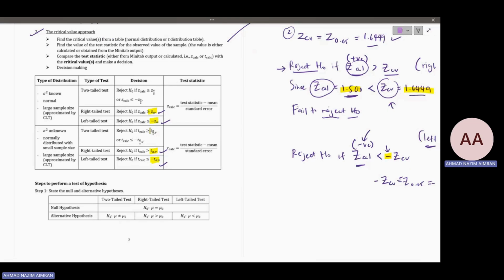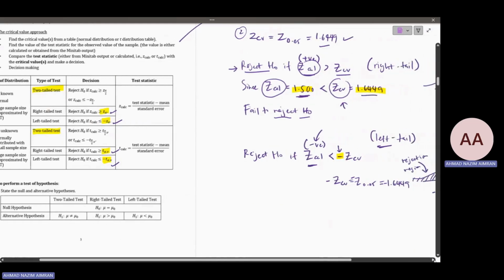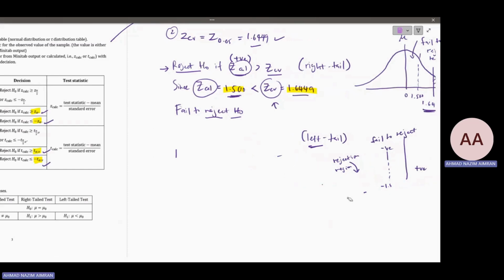But when it comes to the two tail test, this is the two-tailed test, yeah? Okay, two-tailed test. Now, let me erase all these first.